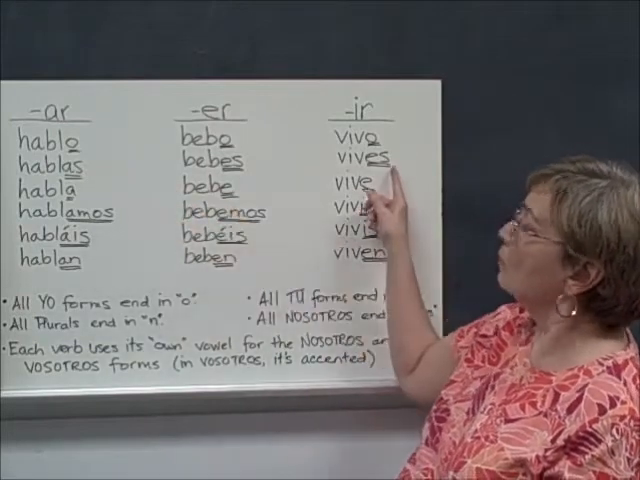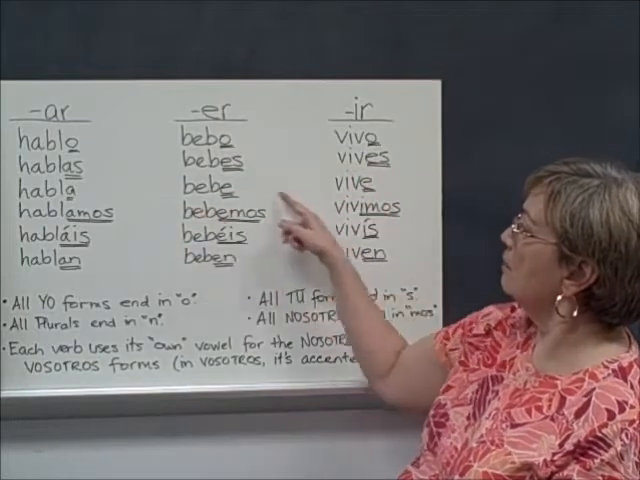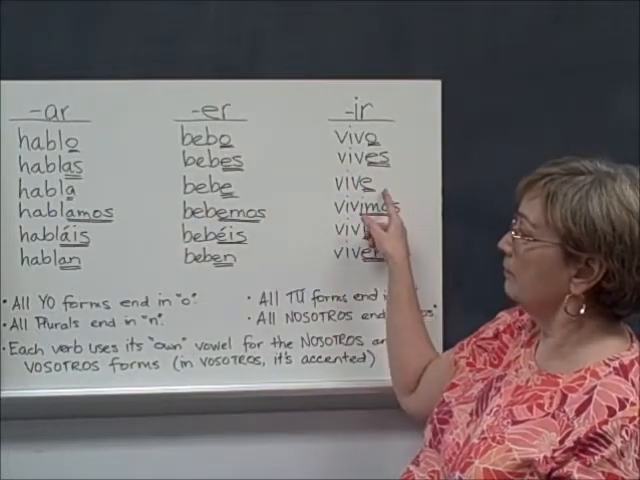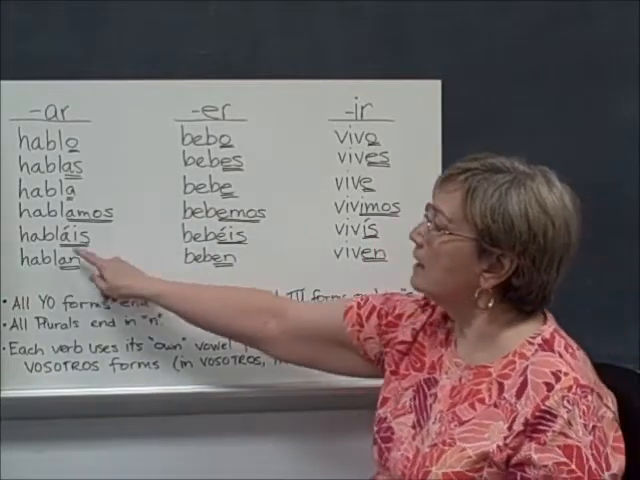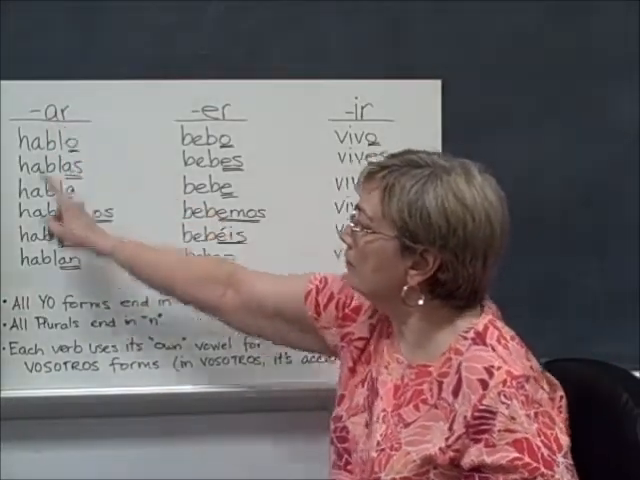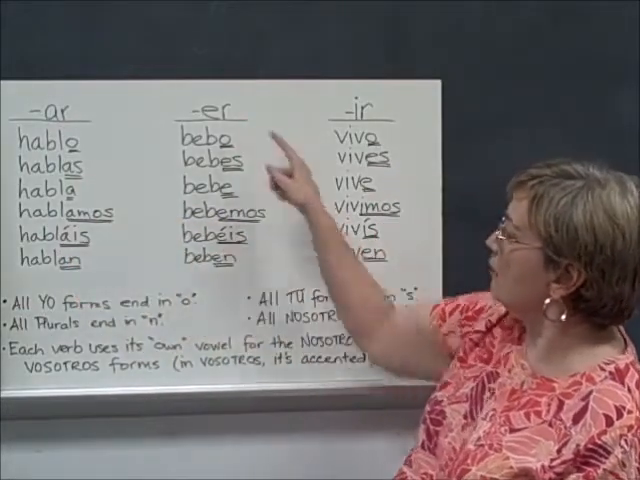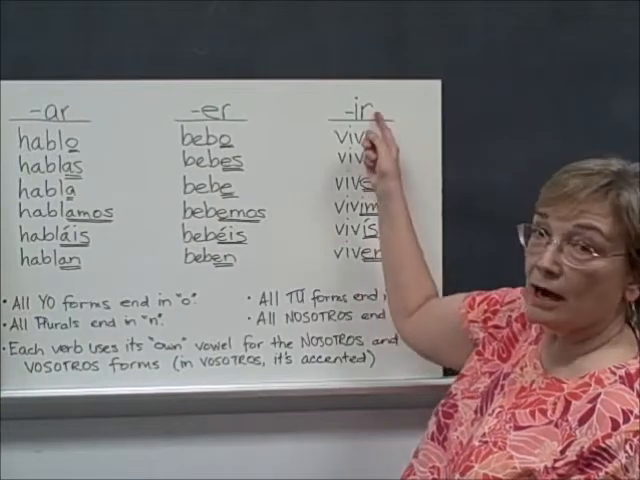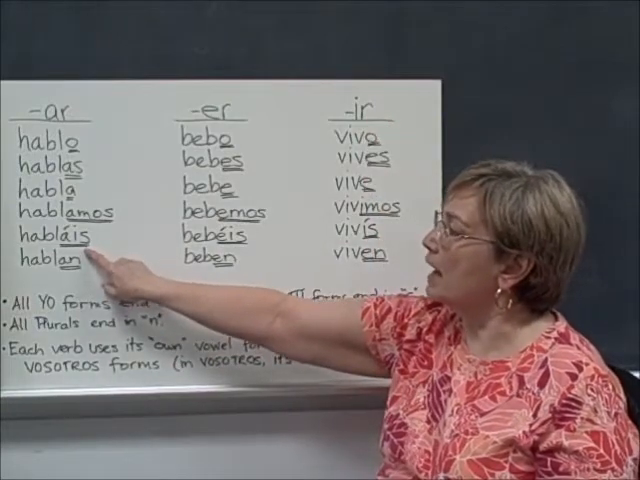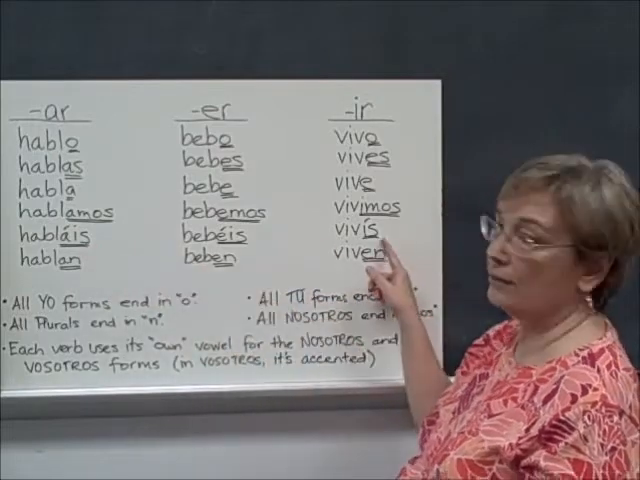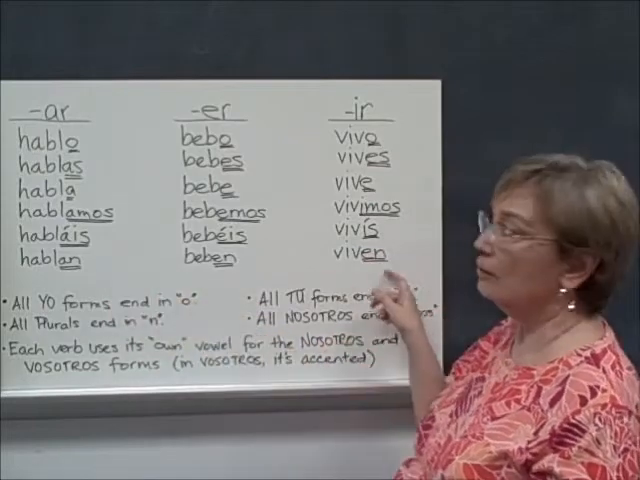To all of them, we add the S for the tú forms, nothing for the él, usted form, mos for the nosotros form. We accent the vowel, A for the AR verbs, E for the ER verbs, and I for the IR verbs. And then for the AR and ER, we also add an I before adding the S in the vosotros form. And the plurals, we add an N.